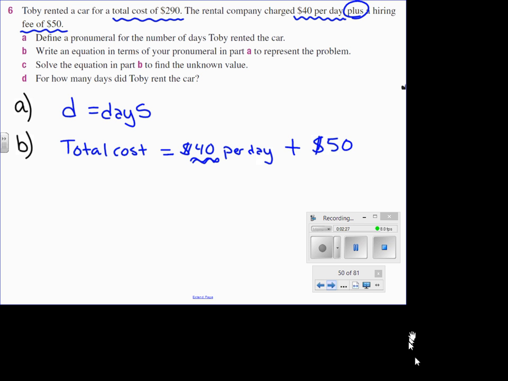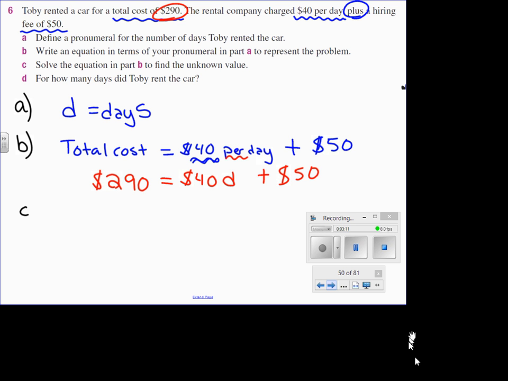So my equation is going to be using the values from the word problem. So my total cost, they've told me, is $290. $40 per day. Whenever you see that per, that means that $40 per day means I have $40 for every D number of days. So really I'm doing 40 times D, or 40D. And then plus the hiring fee of $50. So that is a very legitimate equation and a good representation of the question.